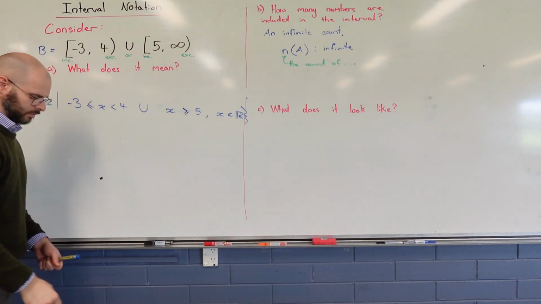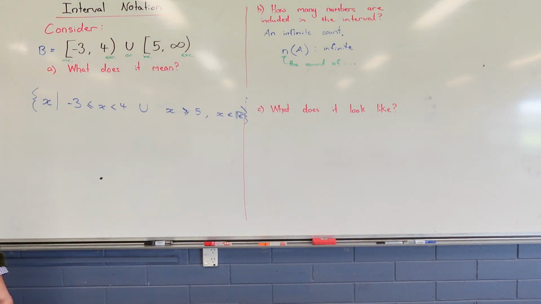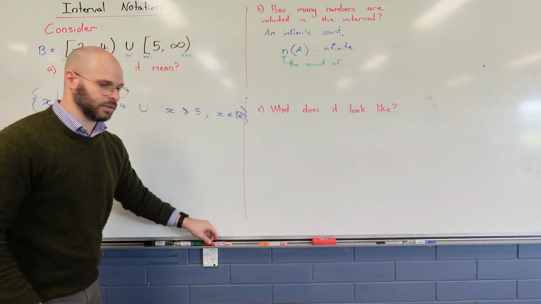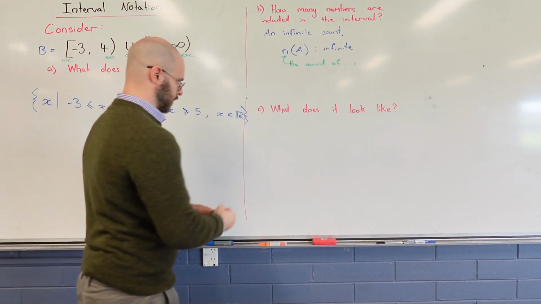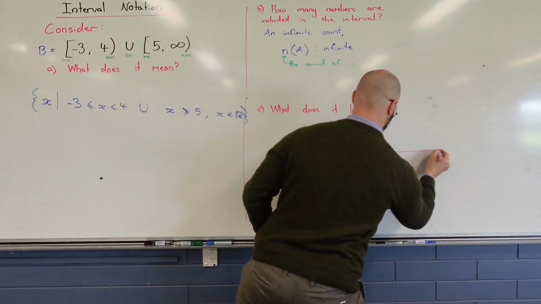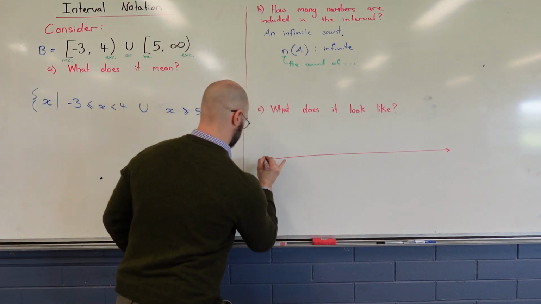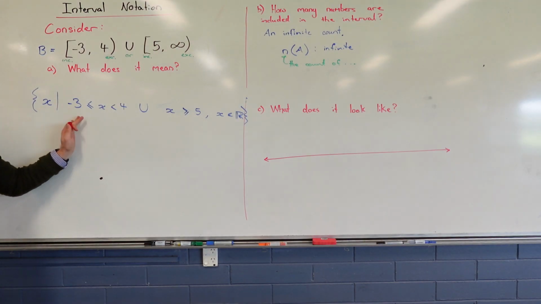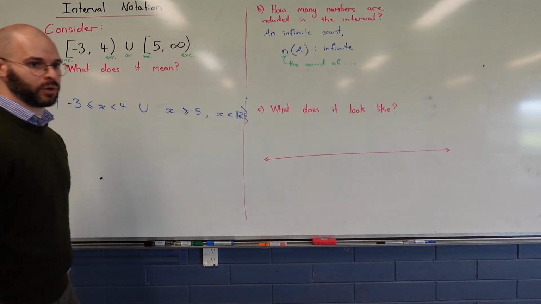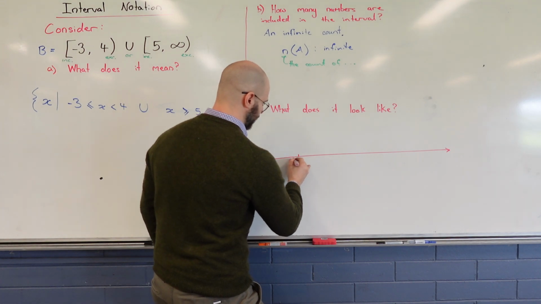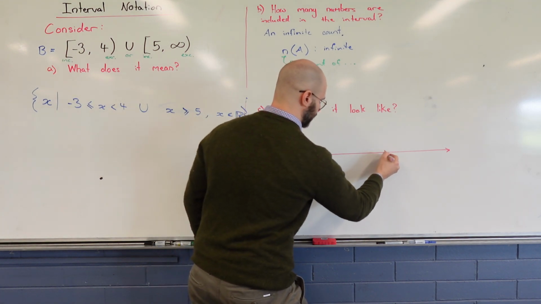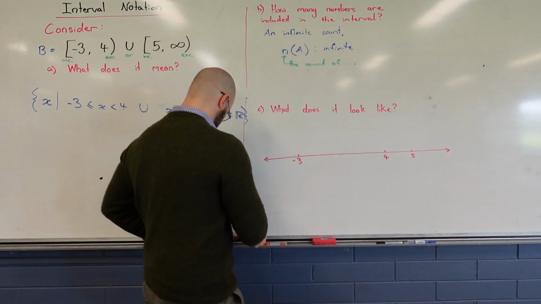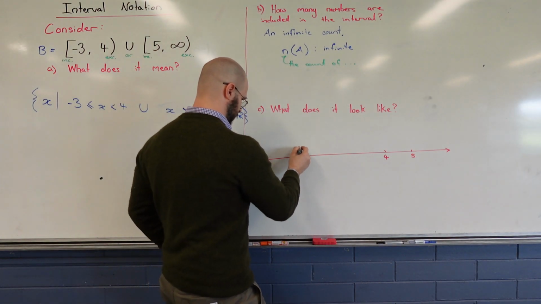Okay, and what does this look like on the number line? You have -3, 4, and 5. Then what do you do with the infinity? After the 5 you just leave an arrow. Minus 3, 4, 5 are important. Minus 3 is about here. 4 is about here. 5 is about here. So put a circle at -3 and fill it in.